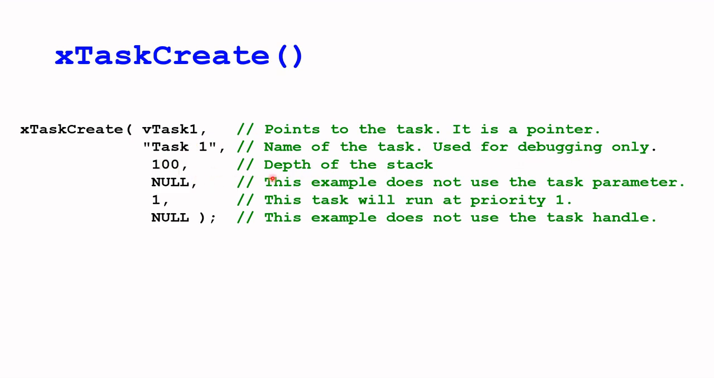Then the next parameter is the depth of the stack. That means the size of the stack. Then the next parameter, we set it to NULL. Basically, this is the task parameter, but in our example, we are not using any task parameter. Then the next one is this number 1 here. This is the priority number. So this task will run at priority 1. And then finally, there's a NULL parameter. This is the task handle. So in our example here, we are not using this, hence it's a NULL.